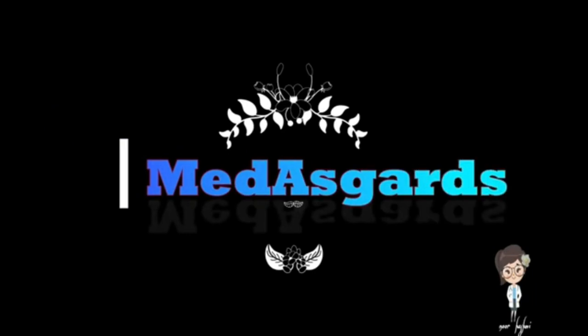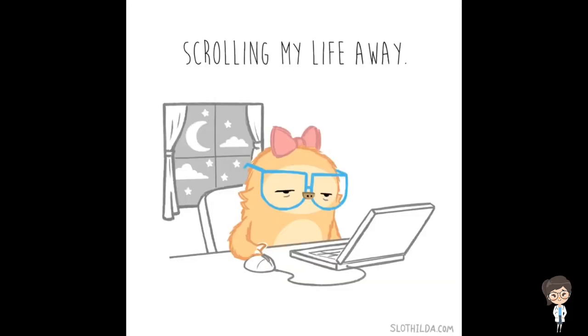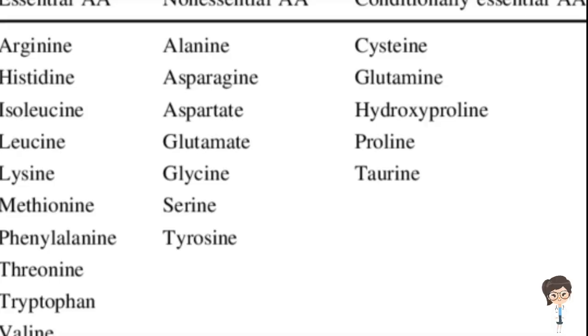Here in my channel, I will try to make videos easy and interesting for your better understanding. As I am aware that in medical studies, you don't have time to do scrolling and find material of your interest. So let's get started. Here we will discuss amino acids and their classifications. There are two types of classifications of amino acids. One is essential and non-essential amino acids, while the other classification has all major groups like hydrophobic, hydrophilic, acidic, basic, and these types. So let's talk about essential and non-essential amino acids.